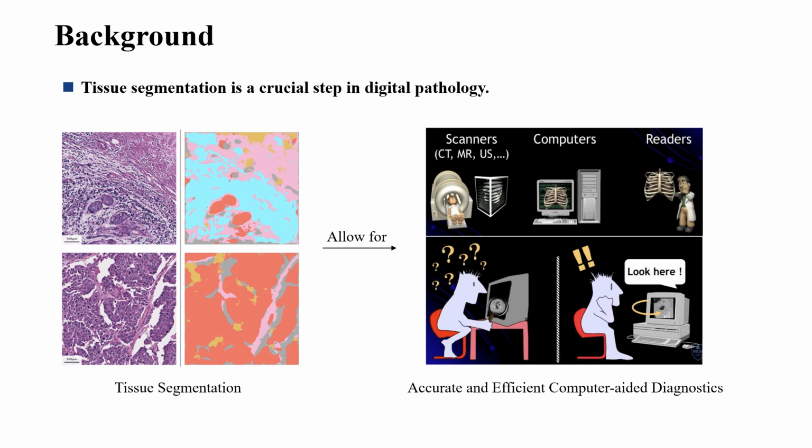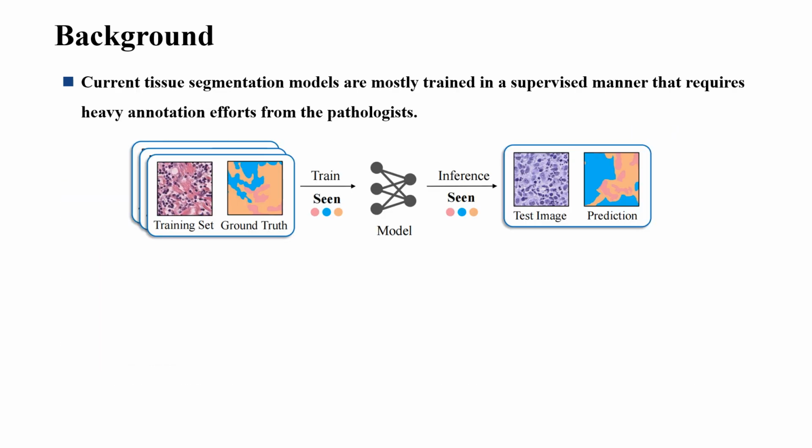Among different pathological image analysis tasks, tissue segmentation aims at identifying diverse tumor microenvironment components that are essential for understanding cancer progression. Over the past decades, deep learning technology has achieved remarkable success in computer vision, which also boosts considerable interest in designing deep tissue segmentation models. Current tissue segmentation models are mostly trained in a supervised manner that requires heavy annotation efforts from the pathologists. However, due to the complex structure of the TME components revealed in pathology images, it is challenging to collect annotations for all possible tissue types.